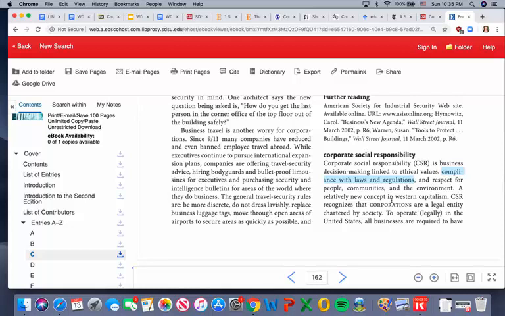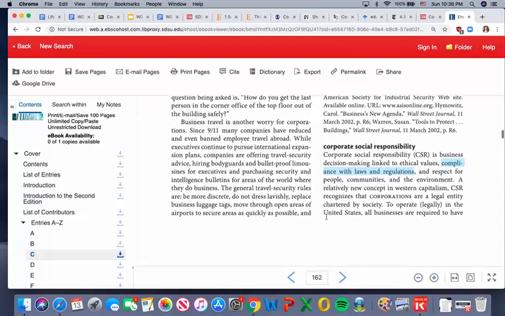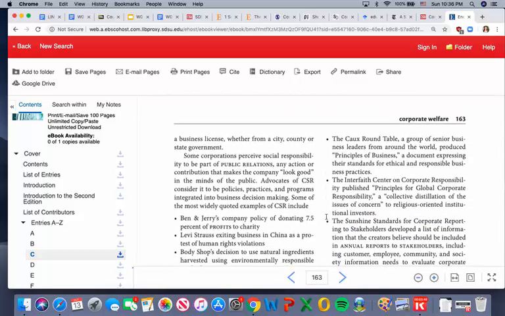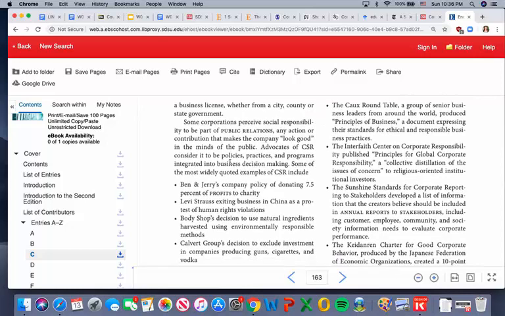So, a relatively new concept in Western capitalism, CSR recognizes that corporations are a legal entity chartered by society. To operate legally in the United States, all businesses are required to have a business license, whether from a city council or a state government. Some corporations perceive social responsibility to be part of public relations, any action or contribution that makes the company look good in the minds of the public. Advocates of CSR consider it to be good policies, practices, and programs integrated into business decision making.